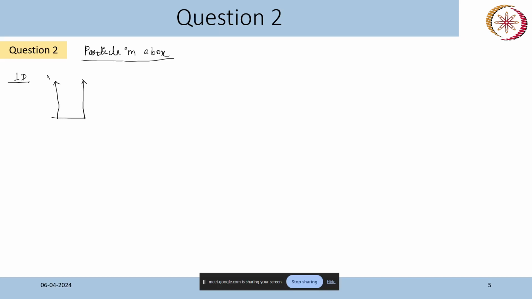Here the potential V x goes to infinity at this point, and here also goes to infinity, and inside the well the potential is 0. This is x equal to 0. I am considering 1D, only the x direction, and this is x equal to L.